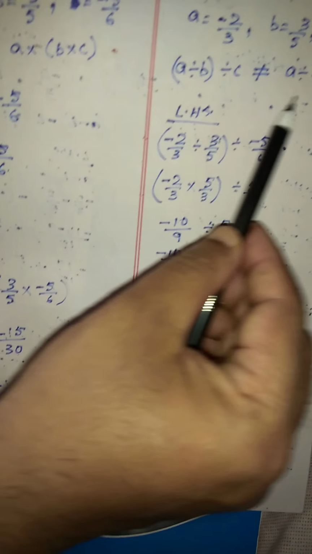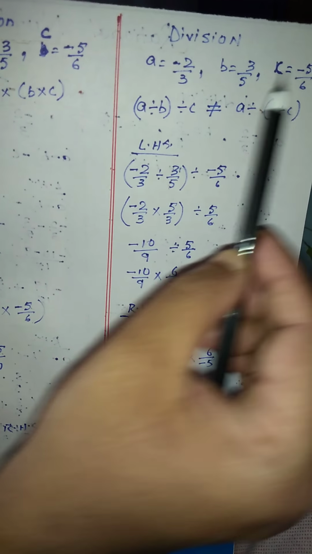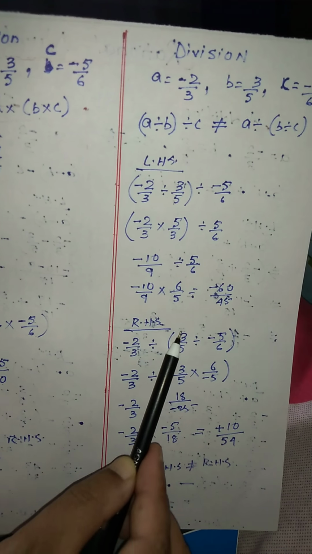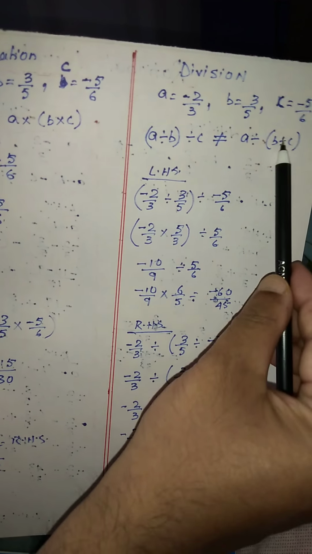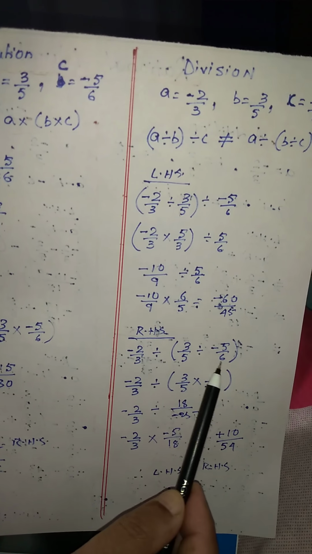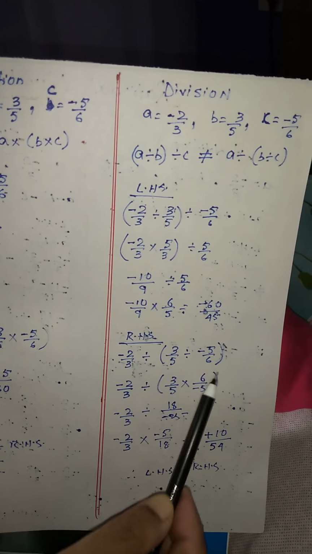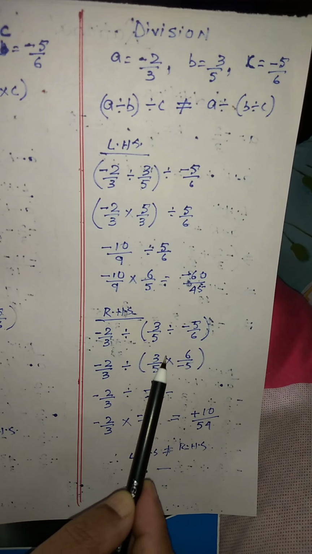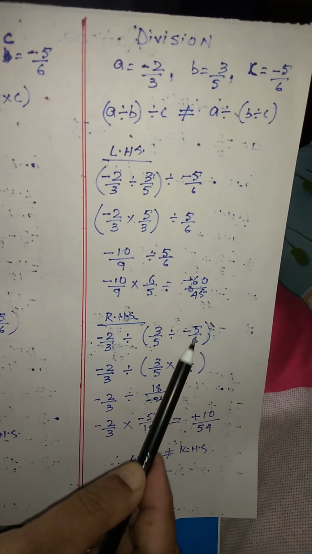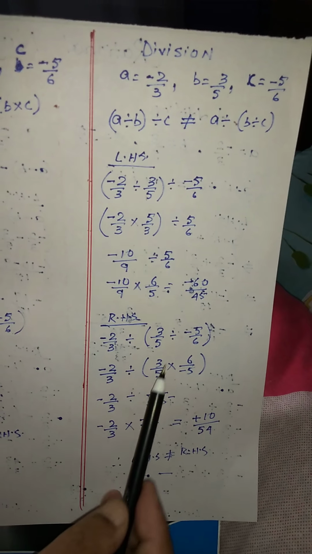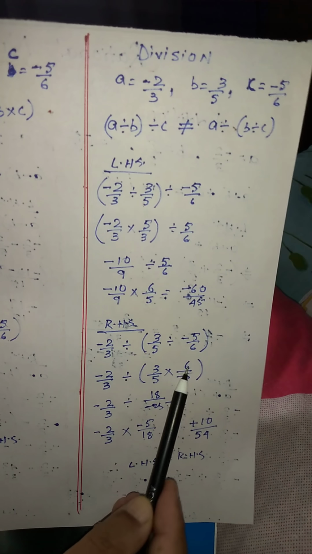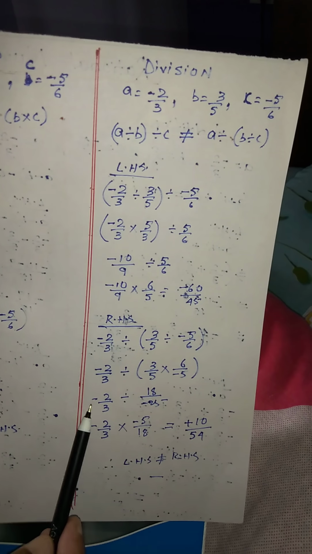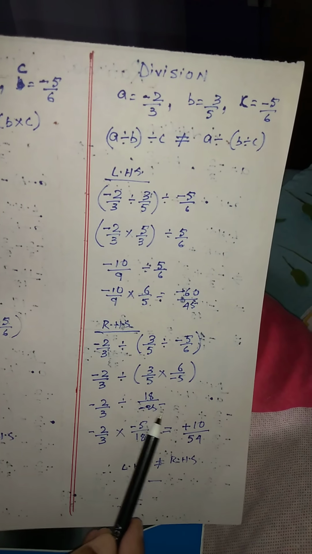RHS. So RHS is what? A divided by, inside the bracket, B divided by C. In place of A, I've written minus 2 by 3, divide sign. In place of B, I've written 3 by 5, divide sign. Then C is minus 5 by 6. We know that we have to first solve the bracket. We replace this division sign with multiplication sign. So 6 will go up and minus 5 will come down. So we multiply. 3 into 6 is what? 18. 5 into minus 5 is what? Minus 25. So again, minus 2 by 3 divided by 18 by minus 25.